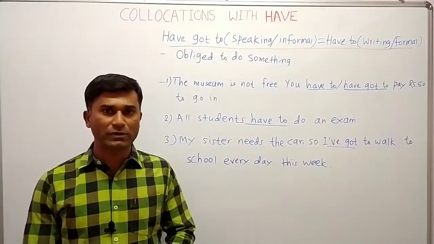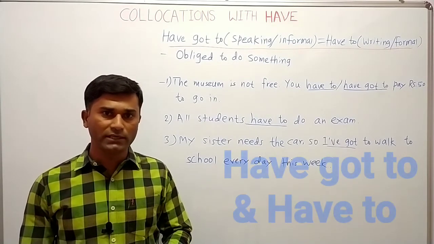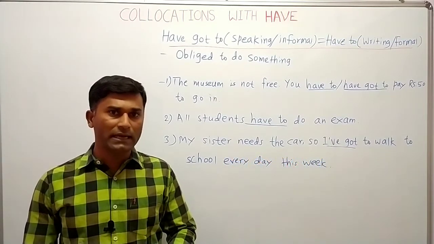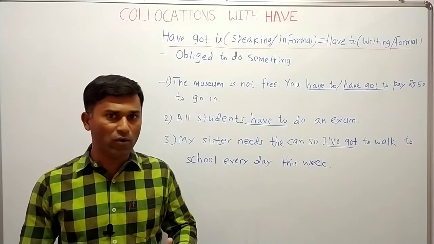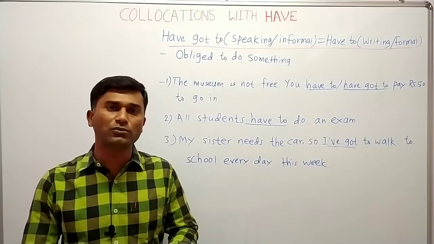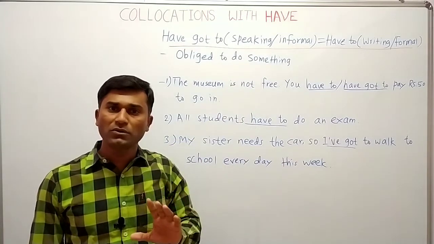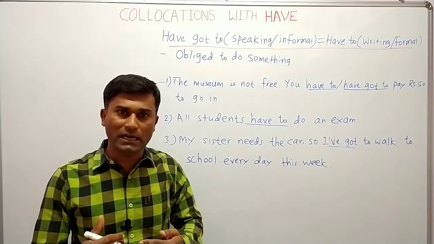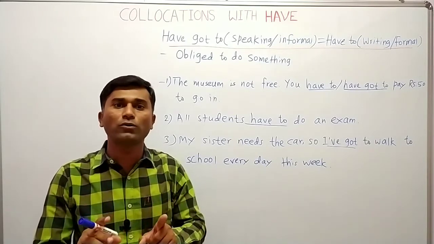There is one more expression with have, and that is have got to or have to. It's one and the same. If you say have got to, then it's an informal situation, and if you say have to, it's a formal situation. So if you are speaking, say have got to, and if you are writing, say have to. What does it mean, have got to or have to? So it means you are obliged to do something. Obliged means you don't have any other option, but it's compulsory. The situation demands that you have to, that is you don't have any option. So in that sense we say have got to or have to.